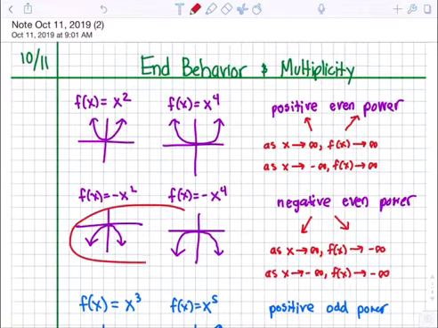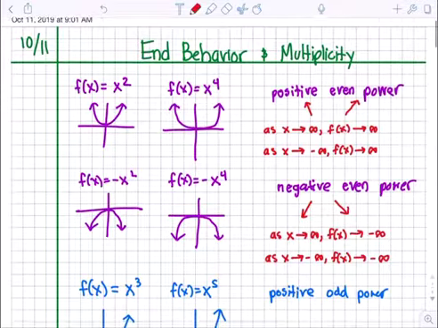When we look back at these graphs, as x goes to infinity, or to the right, notice that f of x goes down towards negative infinity. And then as x goes to negative infinity, f of x goes down. f of x approaches negative infinity. So that's how we get those end behaviors for those. Alright, so moving on.